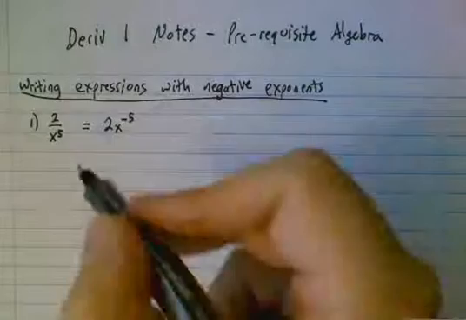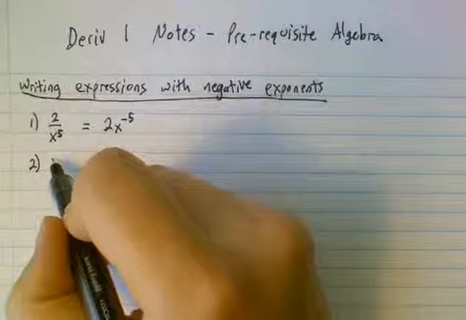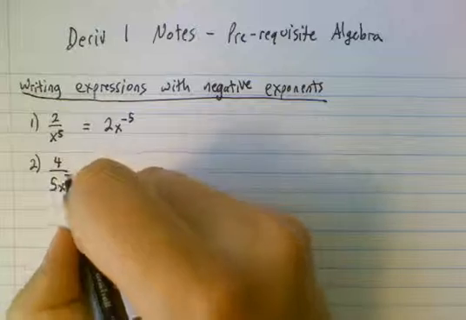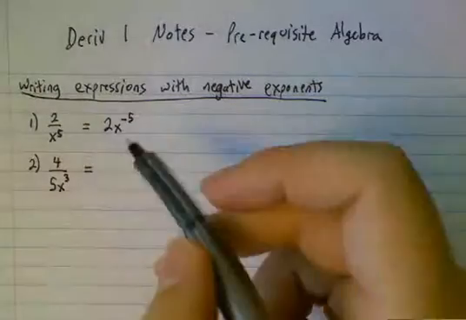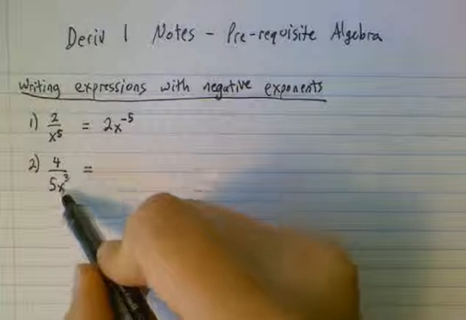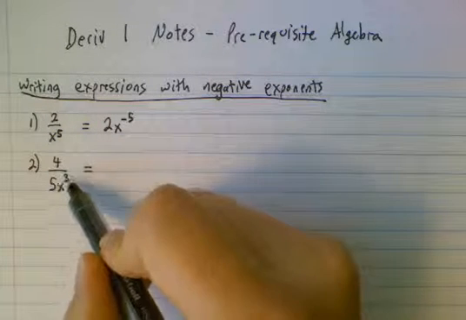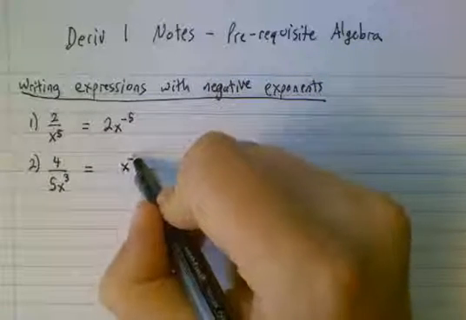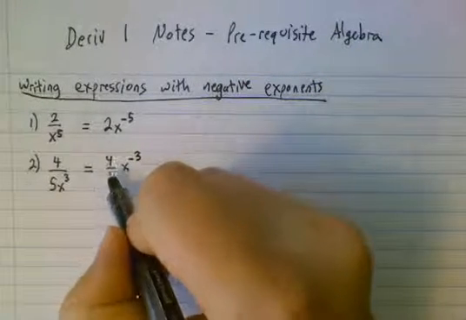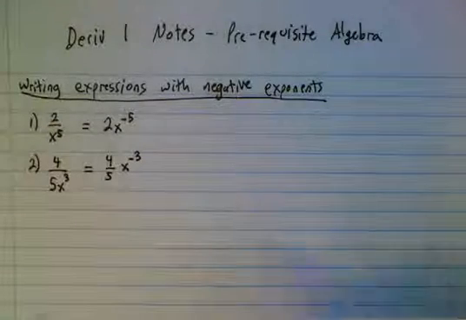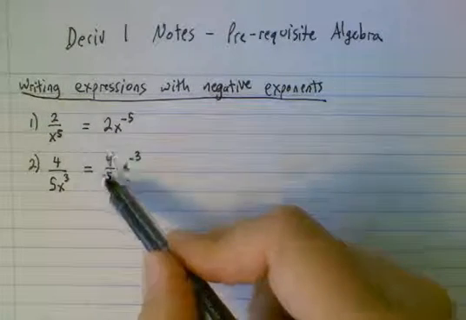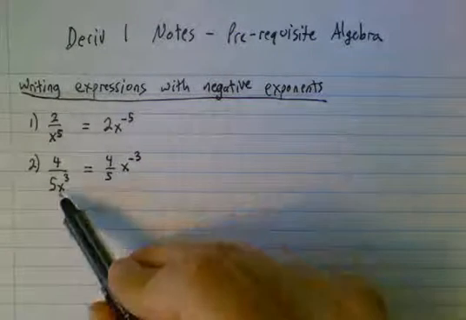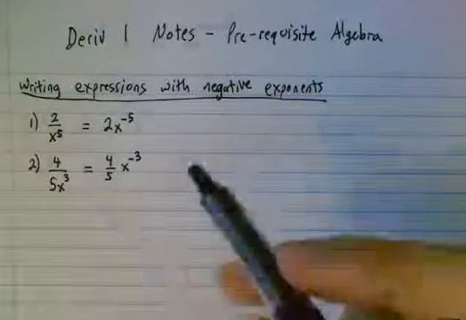That's it. Same idea with something like this: four over 5x cubed. Notice that this exponent of 3 only applies to this x to the 3rd right here. So that's the only thing that has the negative exponent. The 4/5 is just along for the ride. It's going to be okay if we have a fraction here because this is a number, just like 1 or 2 or 1/2 or whatever, but we would like our variables to not be in the denominator. Write that with a negative exponent there.